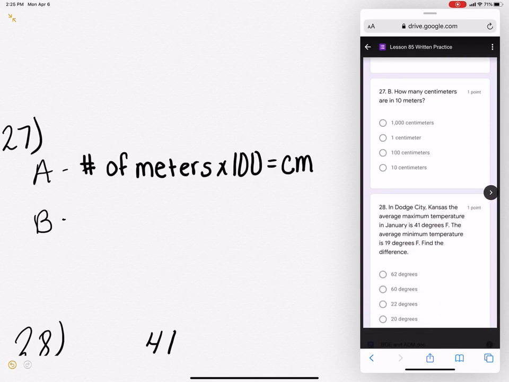27B, you can use that formula to find how many centimeters are in 10 meters. 10 times 100 equals 1,000 centimeters.